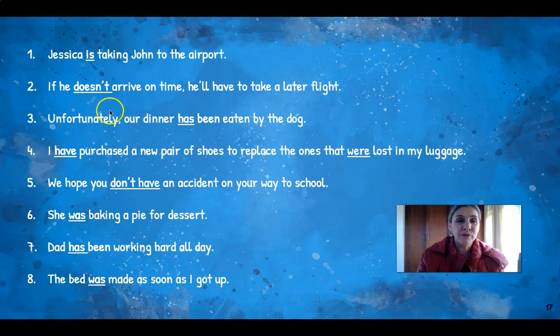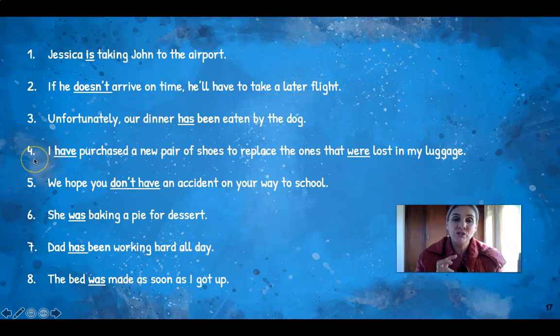Okay. Number 3, and there you can see he'll have to take a flight. I love that one because I gave it to you there. Number 3, unfortunately, our dinner has been eaten by the dog. Past tense. Not have been eaten, has. Okay. Did been eaten? Do been eaten? No. Is being eaten? Yes, but you would have had to make sure that you change the rest of the sentence. So it has been eaten.